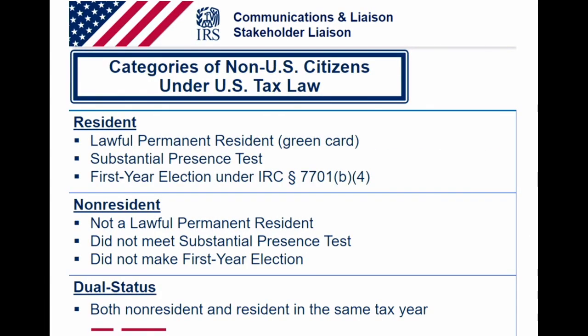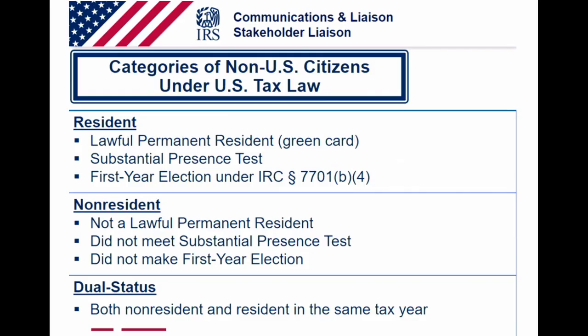So the three categories of residency status for U.S. income tax purposes are resident, non-resident, and dual status. An individual who is an immigrant, in other words, a lawful permanent resident or green card holder under U.S. immigration law, is a U.S. resident under U.S. tax law.